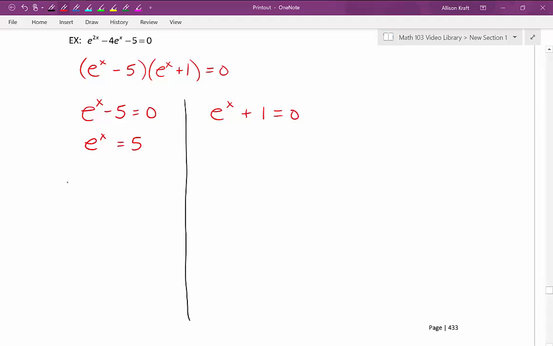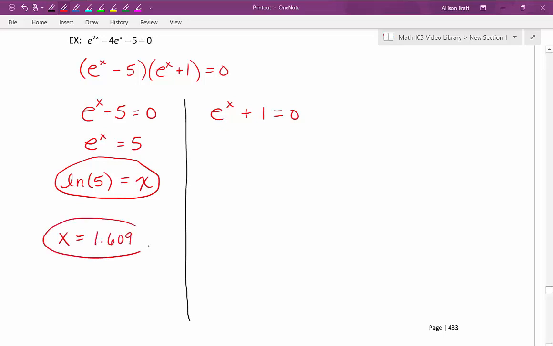Our logarithmic rewrite is that the natural log of 5 is equal to x. And good for us, x is already solved for. There's our first exact solution. To get the decimal approximation, we can just type this in our calculator since it's natural log. Rounding to the nearest thousandth, we get x to be 1.609.